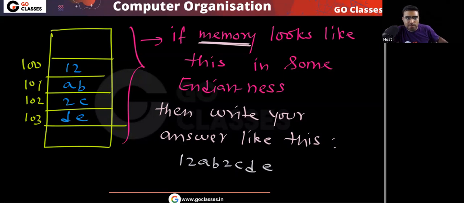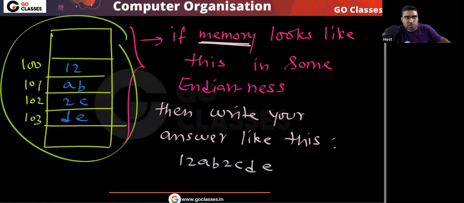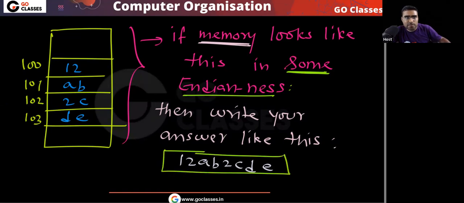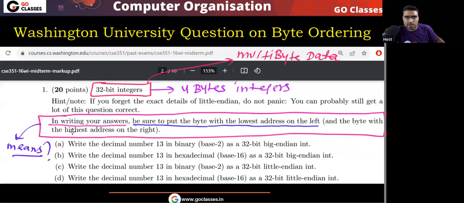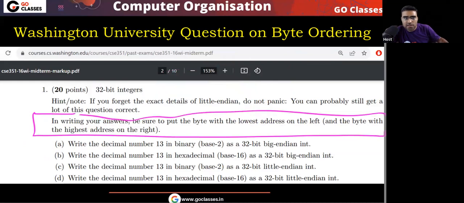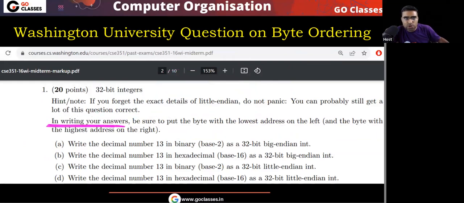Is this understood? Please tell me. So if your main memory looks like this in some endianness, I don't know which, big endian, little endian, whatever endianness you take, then write your answer like this. Is this clear? Did you understand this statement in this Washington University question? It's a very simple statement: when you are writing your final answer, make sure that the byte with the lowest address you write on the left. Whether you take little endian or big endian, it does not matter.